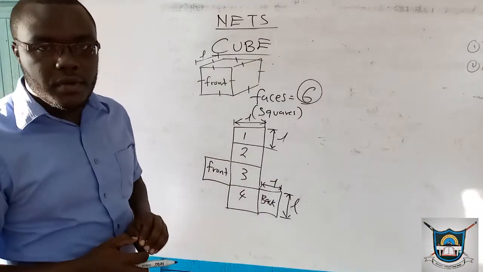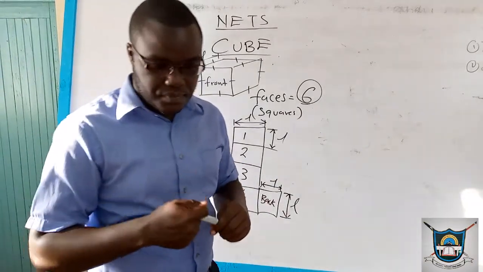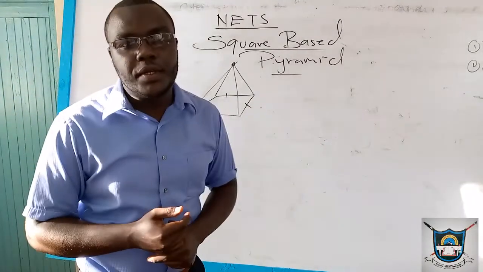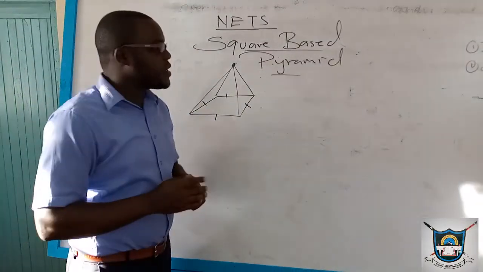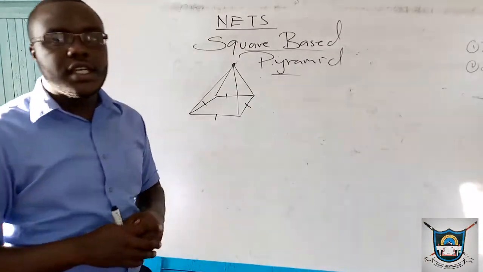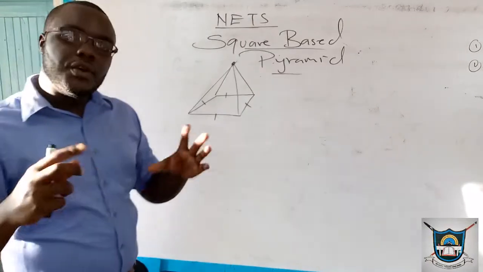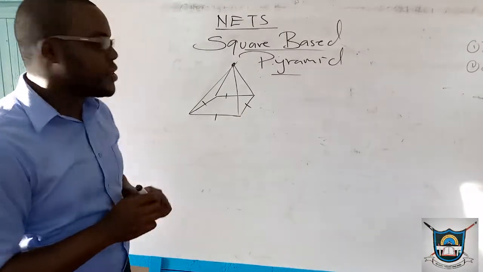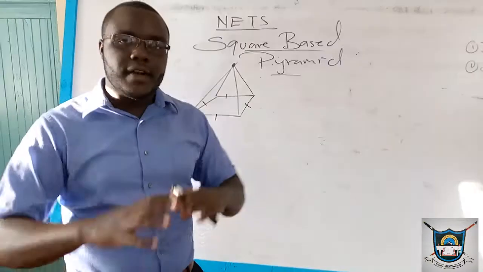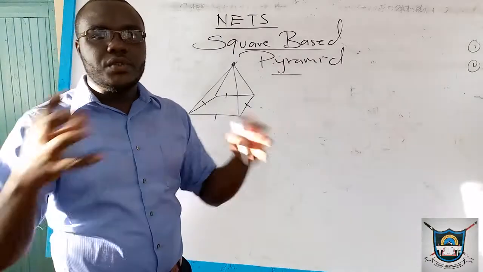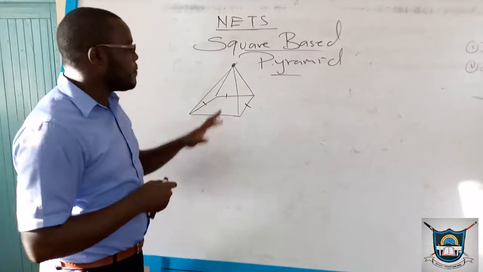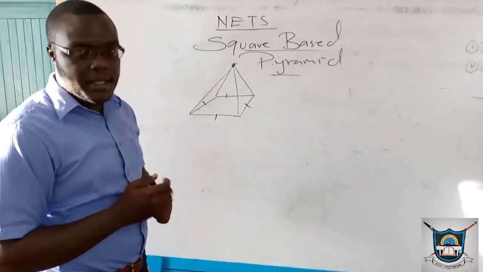Next, we go to another common solid. This is still on the topic of nets, and we are looking at the third type of common solid that you can make using a net. Remember, for you to make a carton, for example, the one that is used to sell milk, we require a sketch, and from the sketch, once you join it, that's where you create a solid. For example, we are looking at a square-based pyramid.